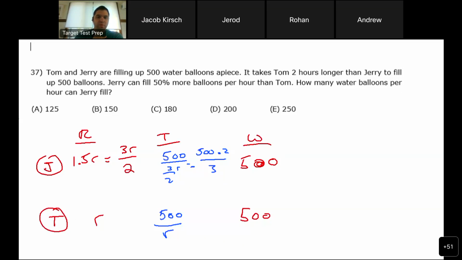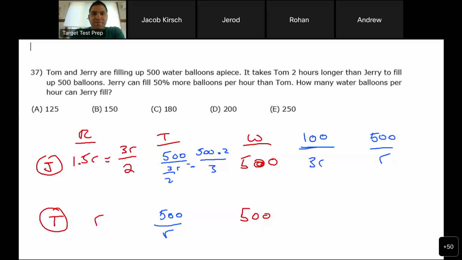So when we set up the equation, we'll just call it 1,000 over 3. We have a time of 1,000 over 3R, and then we have a time of 500 over R. Well, the thing is we know that Tom is taking 2 hours longer than Jerry, right?